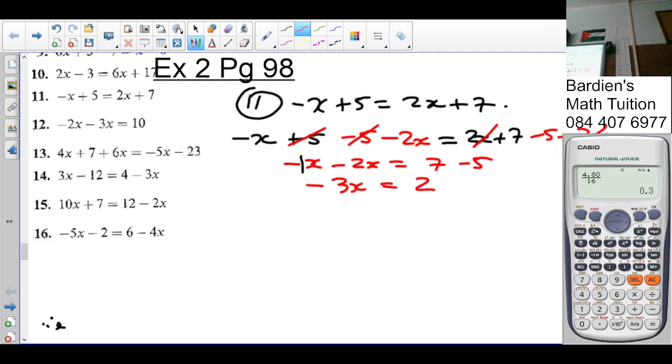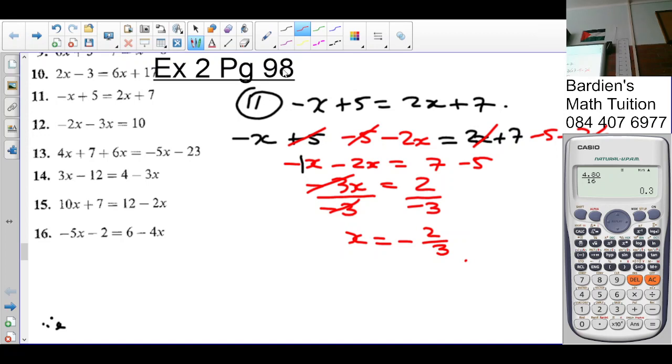So how do I get x on its own? How do we get x on its own? Divided by negative 3. Not so? It cancels. So x is equal to positive divided by negative is negative 2/3.